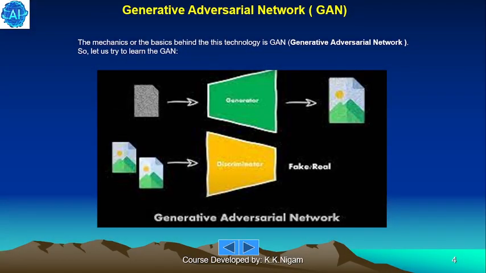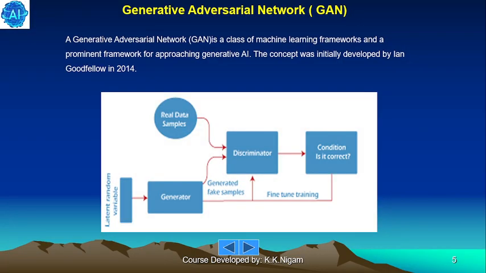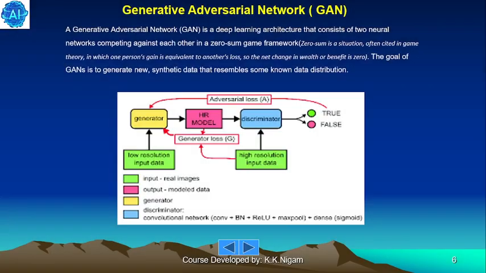The mechanics behind this technology is GAN, that is Generative Adversarial Network. So let's try to understand what is GAN. A GAN is a class of machine learning framework and a prominent framework for approaching generative AI. The concept was initially developed by Ian Goodfellow in 2014.